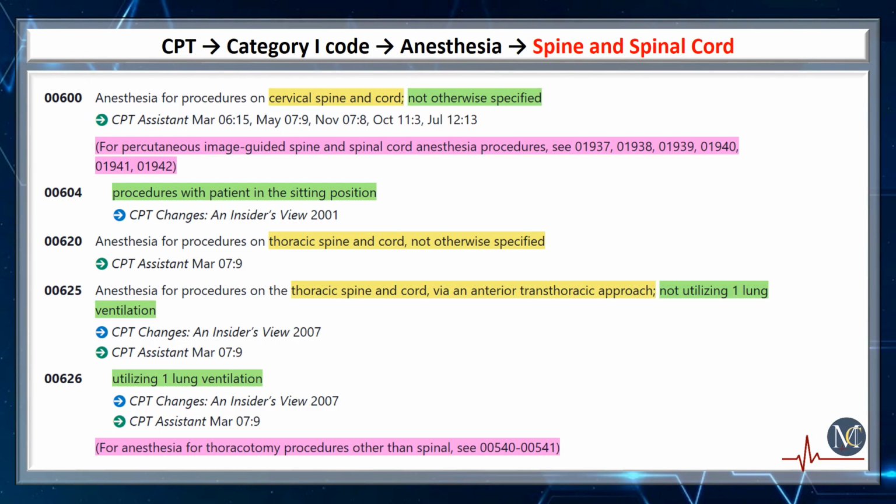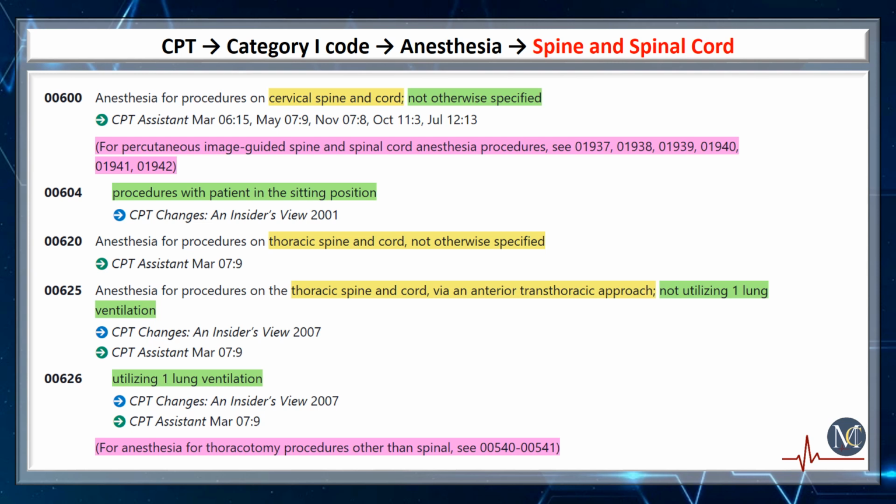Spine and spinal cord, the next anatomical site of the CPT anesthesia. The spine is also called the backbone and it is made up of vertebrae. It has three main sections: the cervical, thoracic, and lumbar spine. The spinal cord is a cylindrical structure that runs through the center of the spine, from the brainstem to the lower back. It carries messages from the brain to the rest of the body.